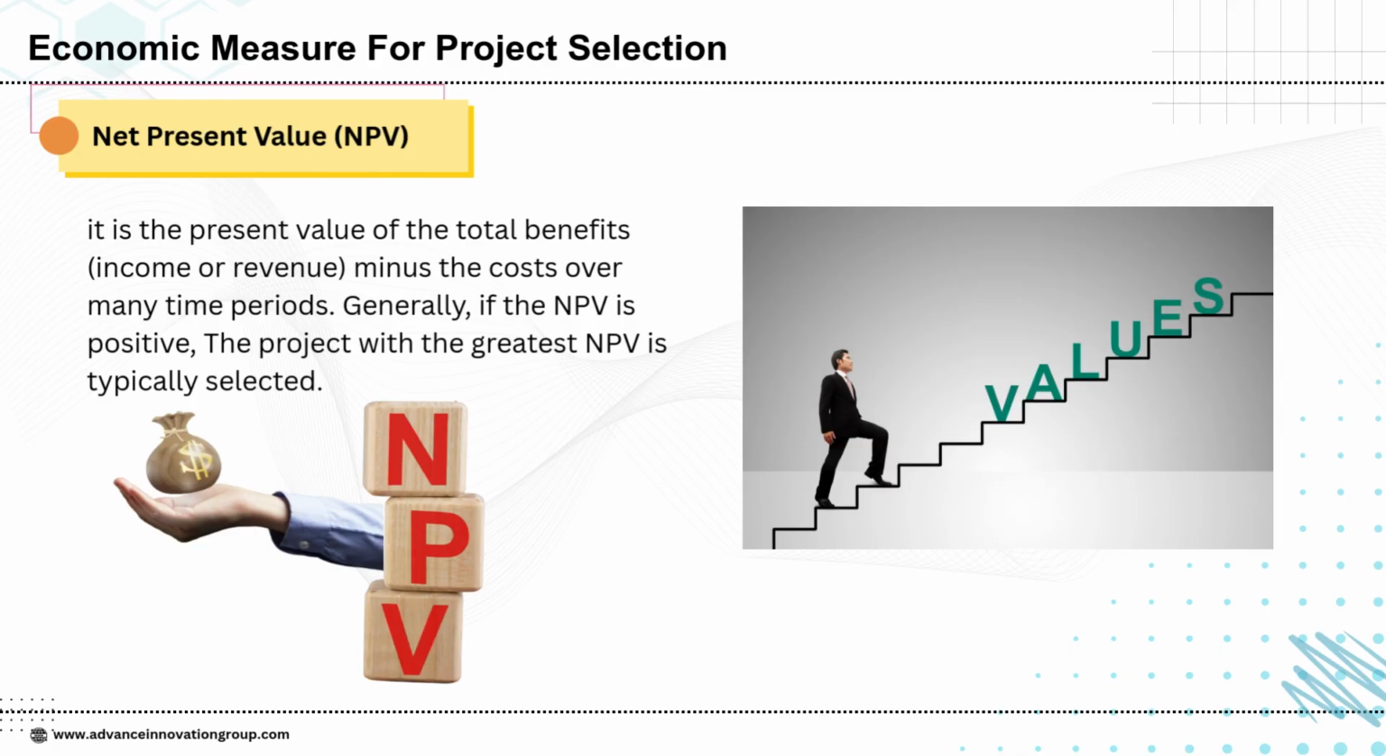This slide explains net present value (NPV) as an important economic measure for project selection. NPV represents the present value of total benefits, such as income or revenue, after subtracting the costs over different time periods. If the NPV is positive, it indicates that the project is profitable, and among multiple options, the project with the highest NPV is usually chosen. The visuals here also highlight the concept, showing that NPV is like climbing the steps of value creation, where each step represents the increasing benefits of a project.